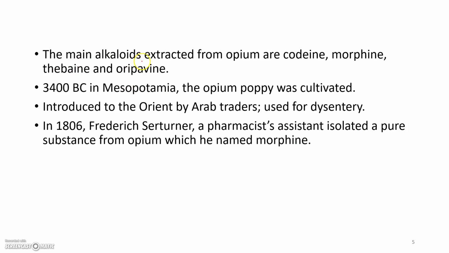The main alkaloids that are extracted from opium are codeine, morphine, thebaine, and oripavine. The opium poppy has been cultivated since 3400 BC in Mesopotamia, which is today Iraq, and it was introduced to the Orient by Arab traders and used mainly to treat dysentery, which is bloody diarrhea. In 1806, a pharmacist's assistant isolated a pure substance from opium, which he named morphine. So that was a little bit of history with regards to opium.